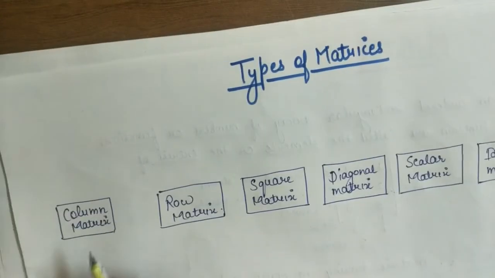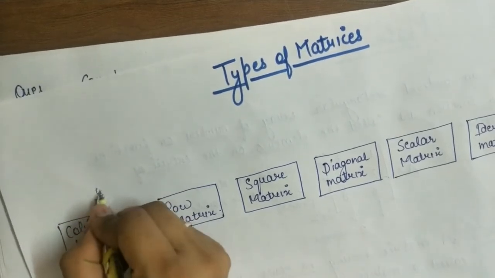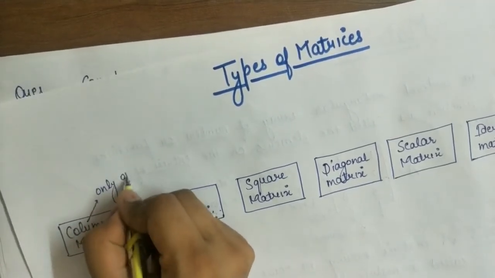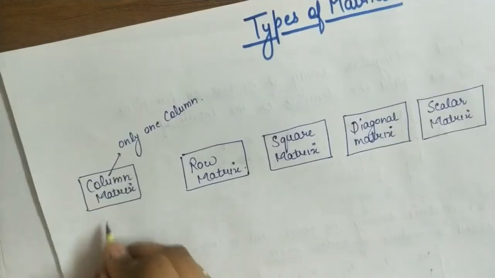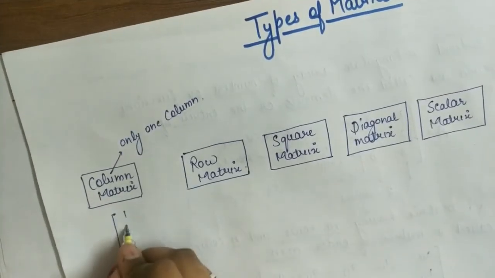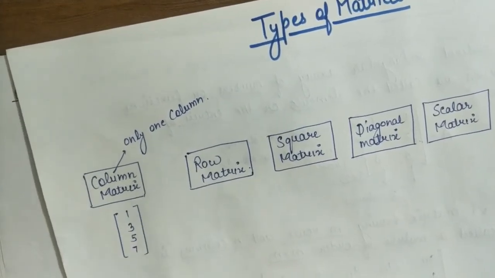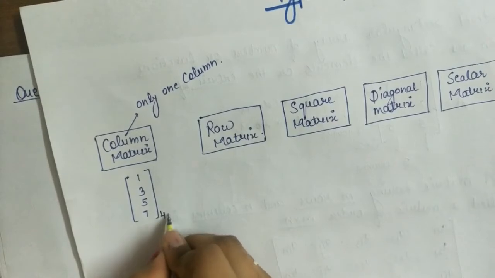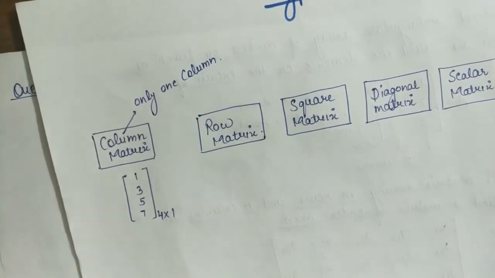Types of matrices. First, column matrix. A matrix is said to be a column matrix if it has only one column. For example, 1, 3, 5, 7. So this is a matrix of order 4 into 1. Here 4 rows and 1 column.